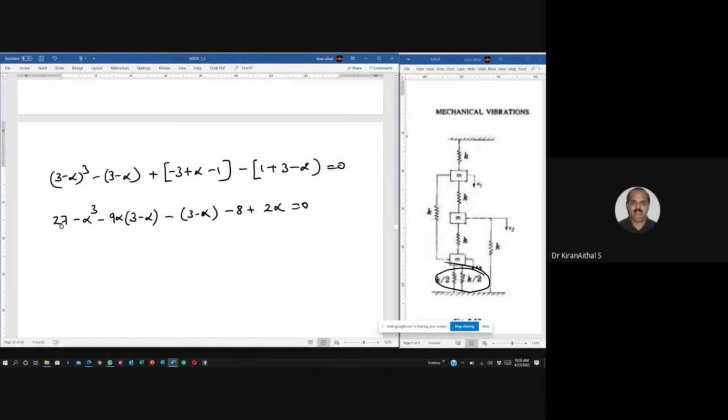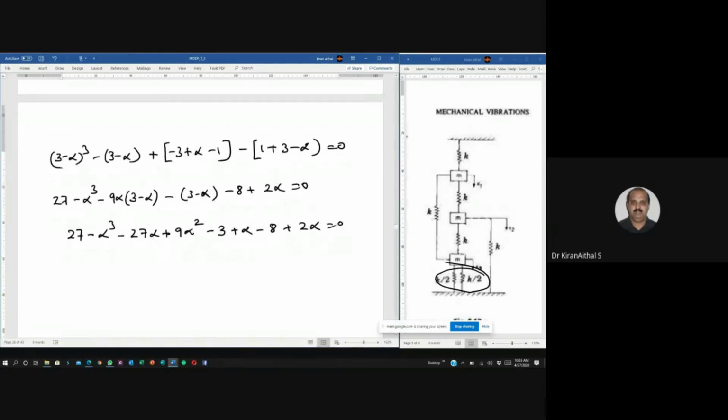So then what is the next answer? If I simplify this particular part again, it becomes 27 minus alpha cube, again minus 27 alpha, correct or not? Minus into minus plus 9 alpha square, right? Minus 3 plus alpha minus 8 plus 2 alpha. I am doing all these things just so that you easily understand it. Otherwise, I could have written the answer directly here. So please be careful about how to check it out with this one.